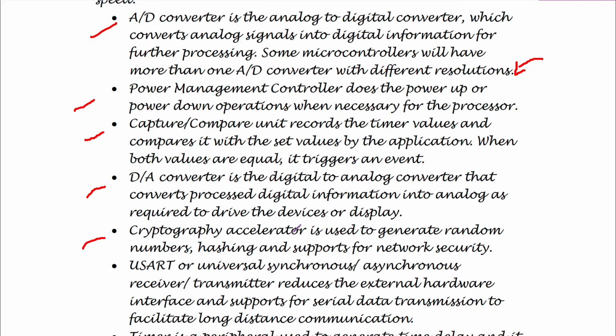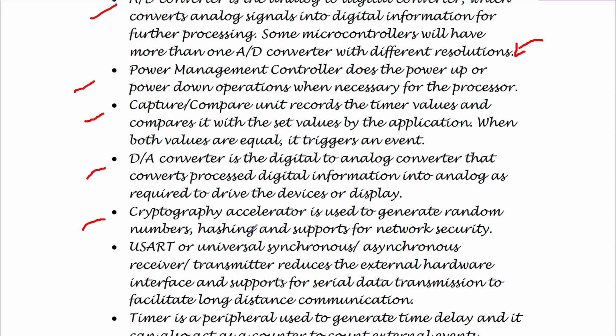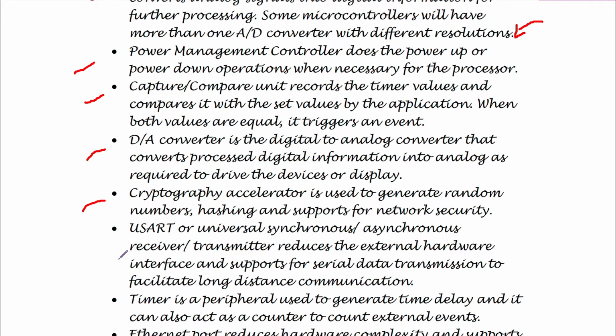Cryptography accelerator is used to generate random numbers, hashing and supports for network security. तो आजकल security बहुत ही important हो गई है. So in many embedded systems and microcontrollers, you also find this module to enhance the network security.